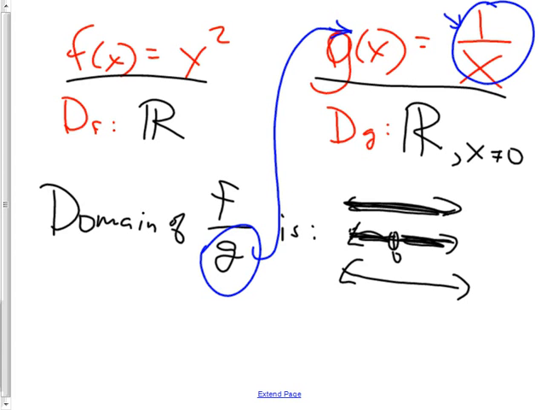There's no way to make this equal 0 right here. So if there's no way to make it 0, then there's no way to make this be 0, which means there's no way to crash it, right? Which means it's all real numbers again. So my 3 number lines look like this. And then where do they overlap? Same as before.